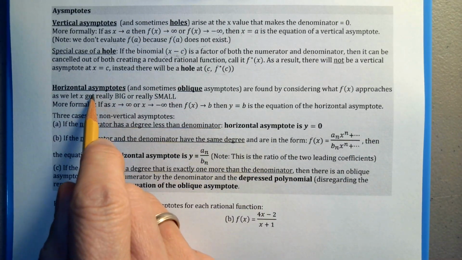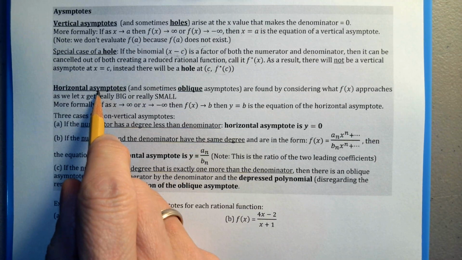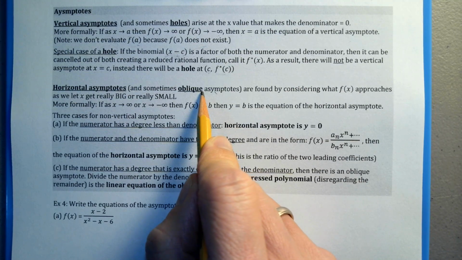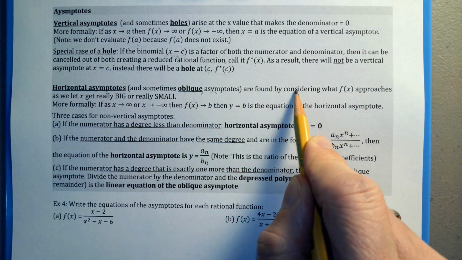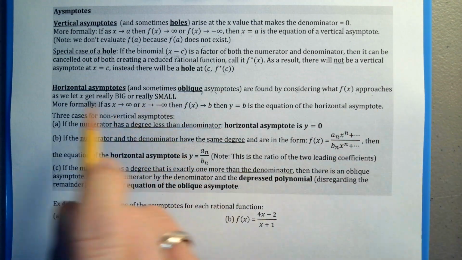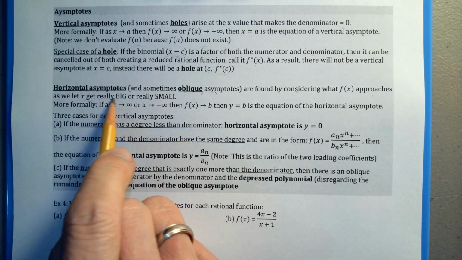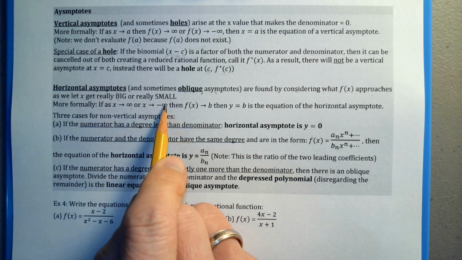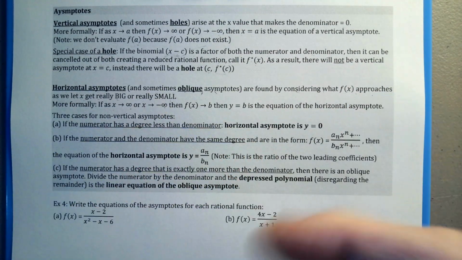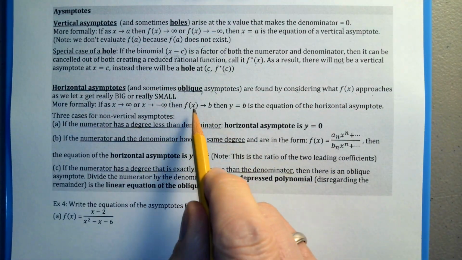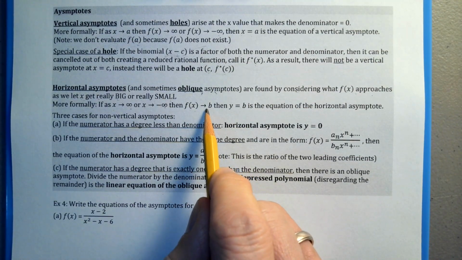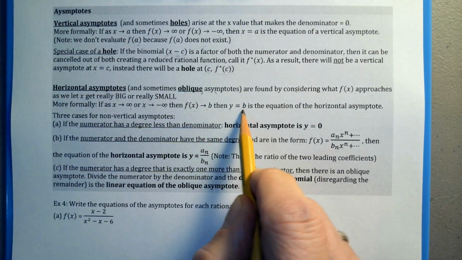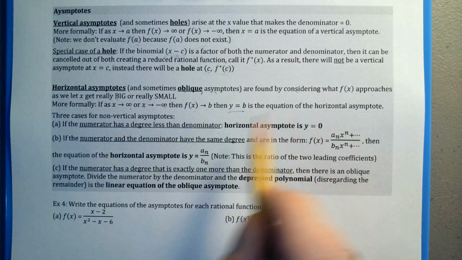All right, the horizontal asymptotes. They're a little bit more difficult to visualize sometimes. Horizontal and sometimes oblique asymptotes, we'll talk about those when we get to an example of it, are found by considering what f of x approaches as we let x get either really big or really small. So as x approaches infinity or negative infinity, if f of x approaches some value b, then y equals b is going to be the equation of the horizontal asymptote.